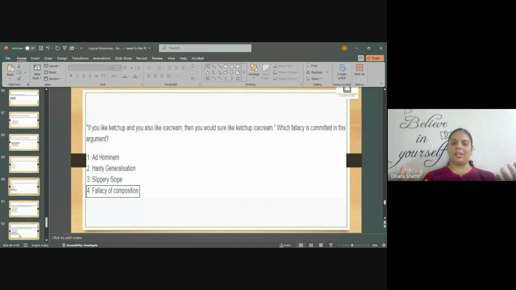Ketchup and ice cream are two parts. You like ketchup, you like ice cream. May not be true of ketchup ice cream. Can't even imagine it. Clear with this?